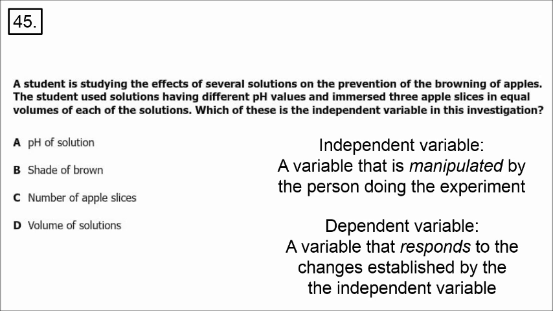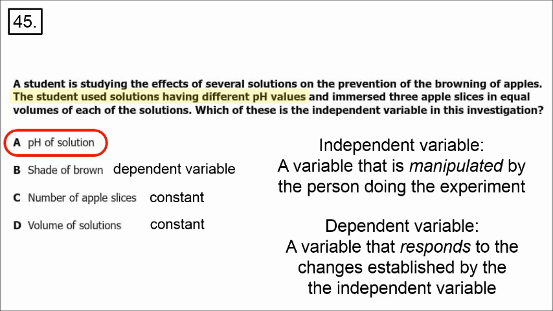In this case, the student used solutions having different pH values. So because pH was controlled by the person doing the experiment, that's the independent variable. The shade of brown of the apple would be a dependent variable. And they kept the number of apple slices and the volume of the solution constant.